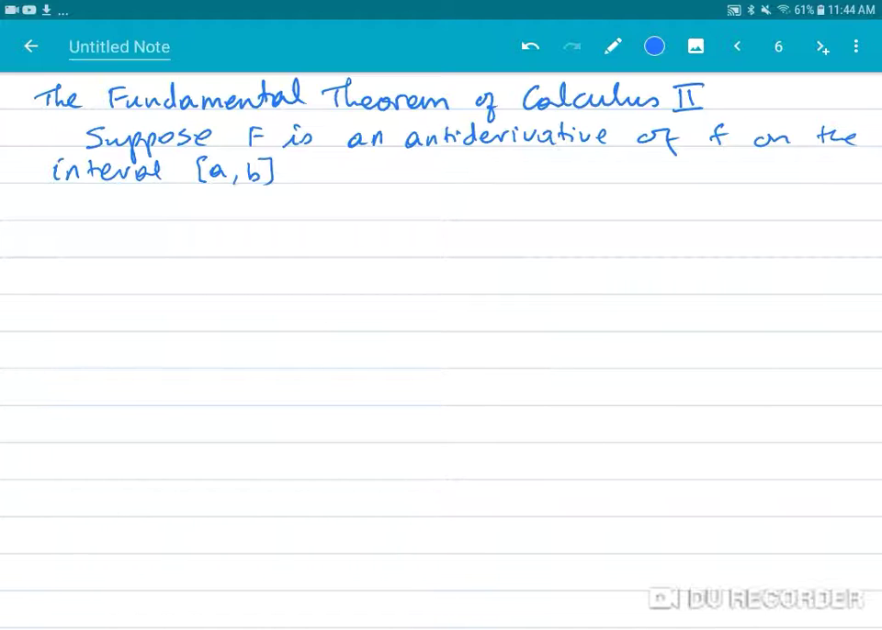Half or just some point. This is the theorem that on this interval, the integral is calculated by taking big F at b subtract big F at a.